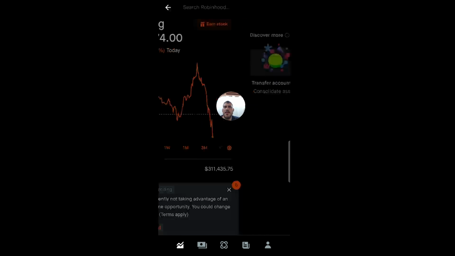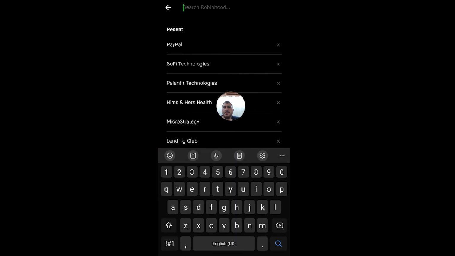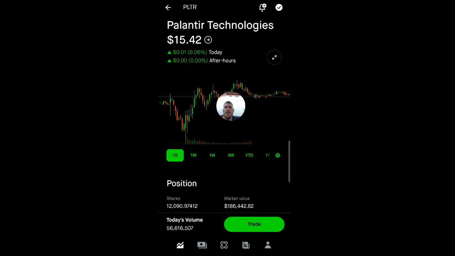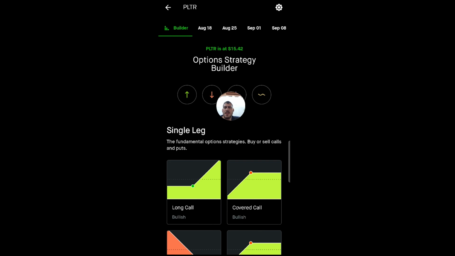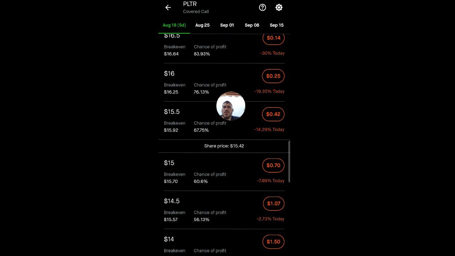Now instead of PayPal, I want to show you Palantir. And you're going to press trade options, but instead of pressing long call, you're going to do covered calls. Covered calls also you can do by different days.